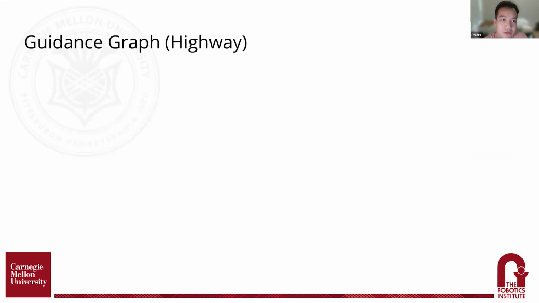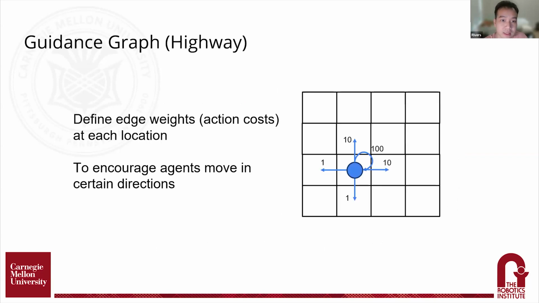So actually in this competition, we use a method called a guidance graph, or originally called highway in the literature. It's basically we define edge weights at each location to encourage agents to move in certain directions. For example, for these agents, at this location we define the cost to move left to be 1 and the cost to move right to be 10.